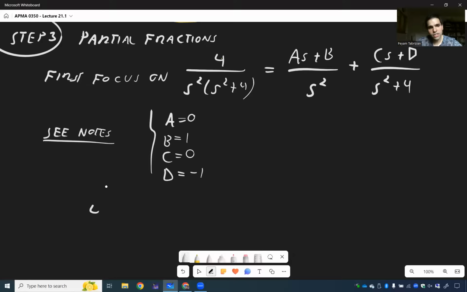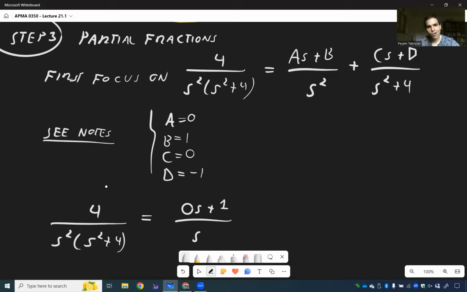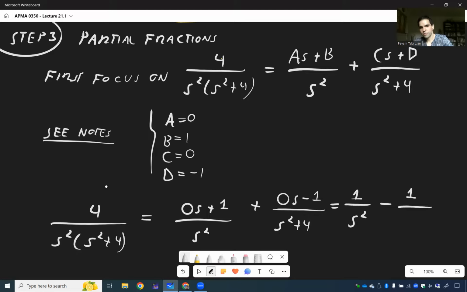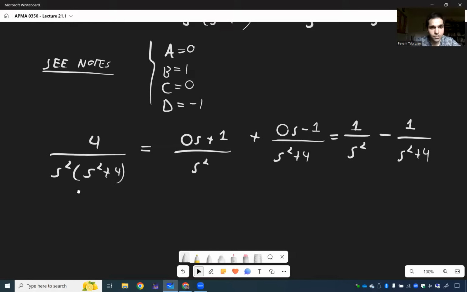And what this tells you is 4 over s squared times s squared plus 4 becomes 0s plus 1 over s squared plus 0s minus 1 over s squared plus 4. And so in the end, weirdly enough, just a coincidence, it becomes a difference. And that is good, because now we can figure that out as a Laplace transform.